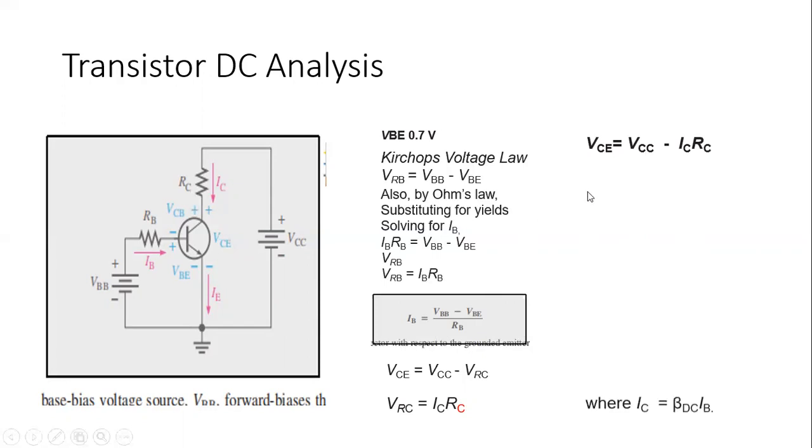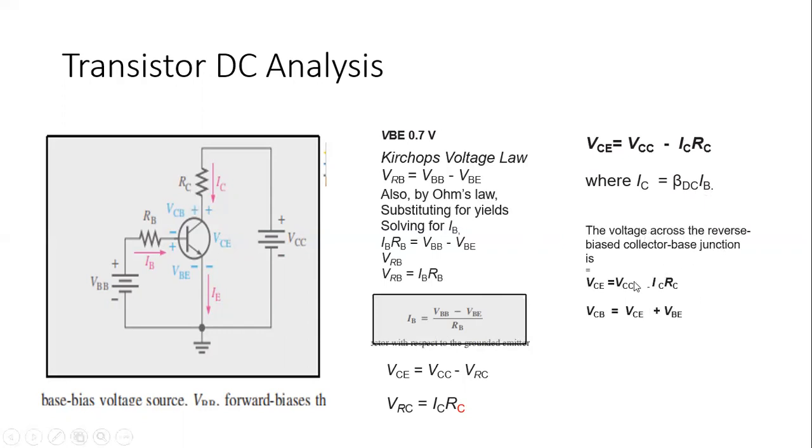Here it is shown where the collector current is a product of the base current, DC current gain into the base current. So voltage across the reverse bias, which is reverse bias now? Reverse bias VCB. So reverse bias voltage is VCE plus VBE. So VCE is given by VCC minus ICRC. So in this way, the complete transistor DC analysis is performed.